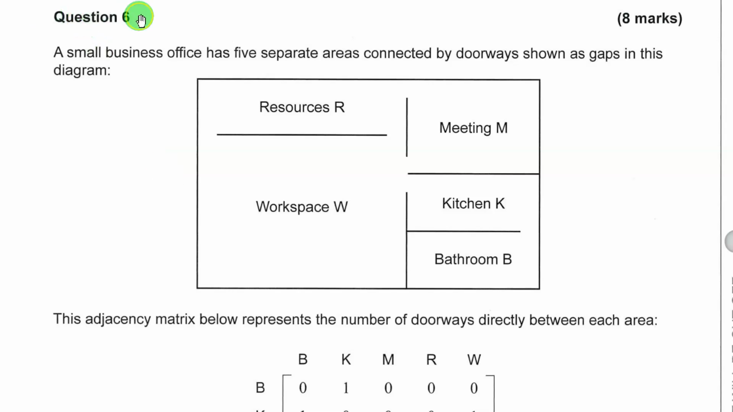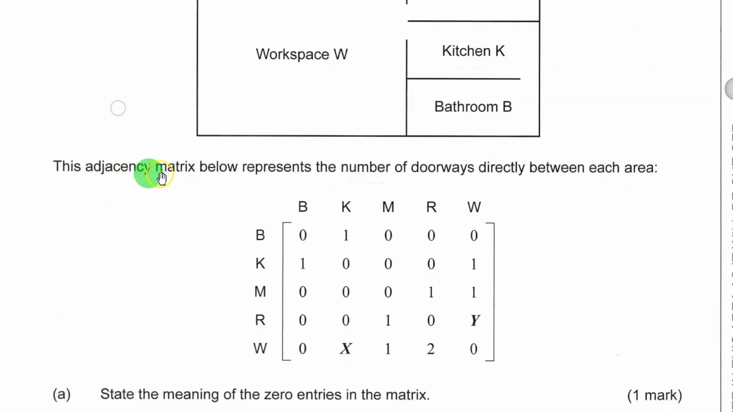So we come to question 6, last one in the calculator free, worth 8 marks, and it's really pretty straightforward. We normally expect something a bit curly here, but no, we've got a nice little doozy. So here we go. We've got an office here, and the adjacency matrix we're given below it represents the number of doorways between each area, and we're asked to state the meaning of 0 entries that are in here.